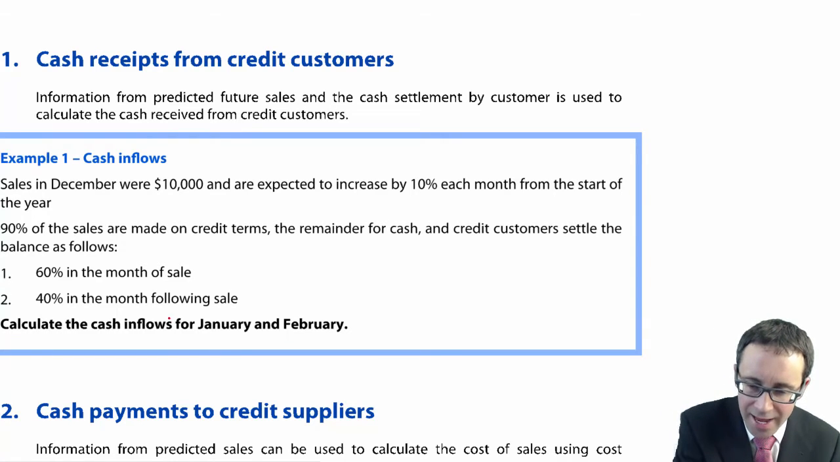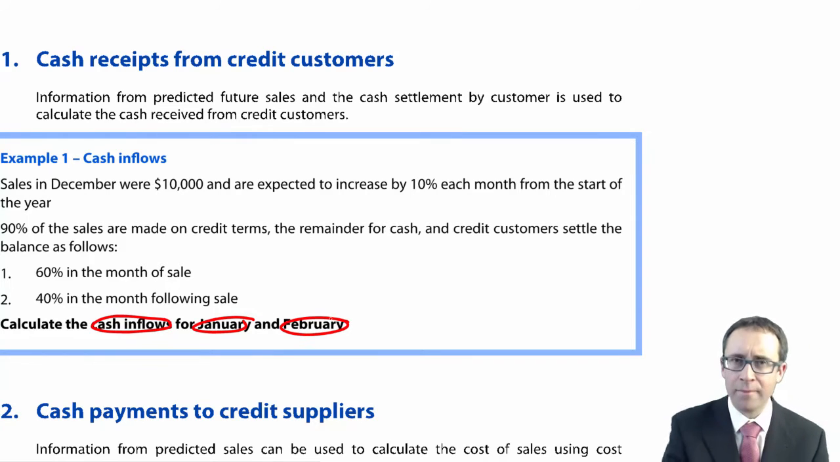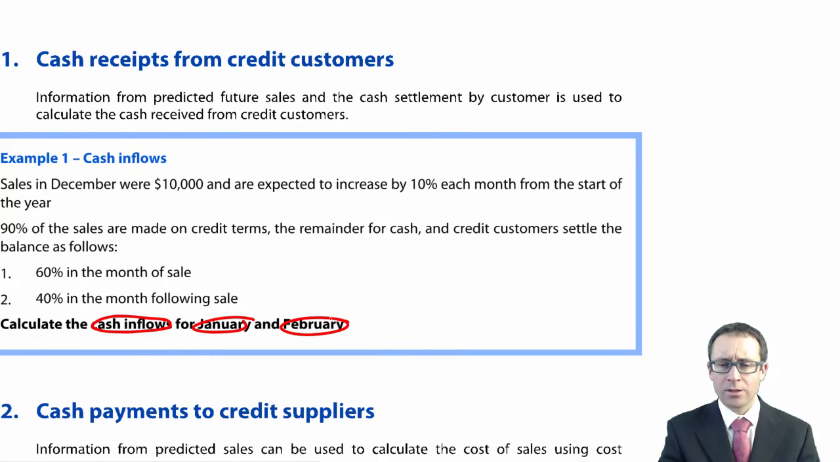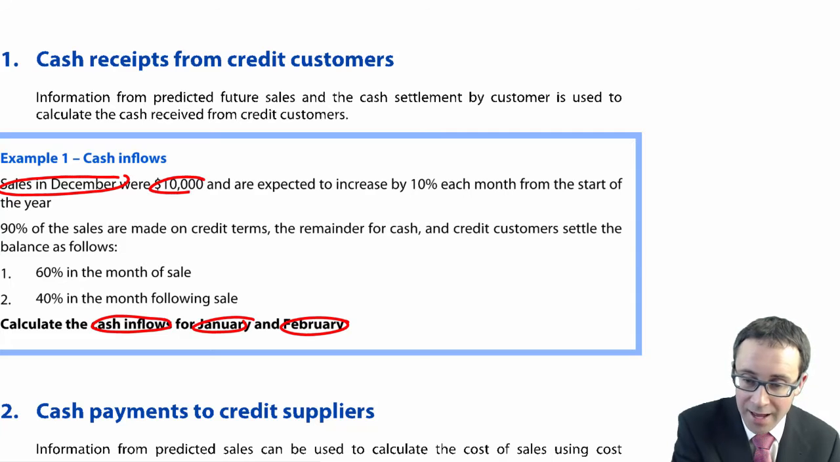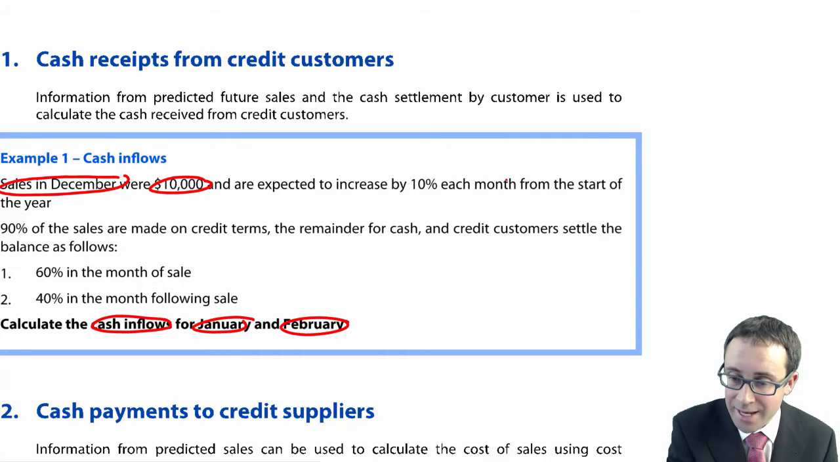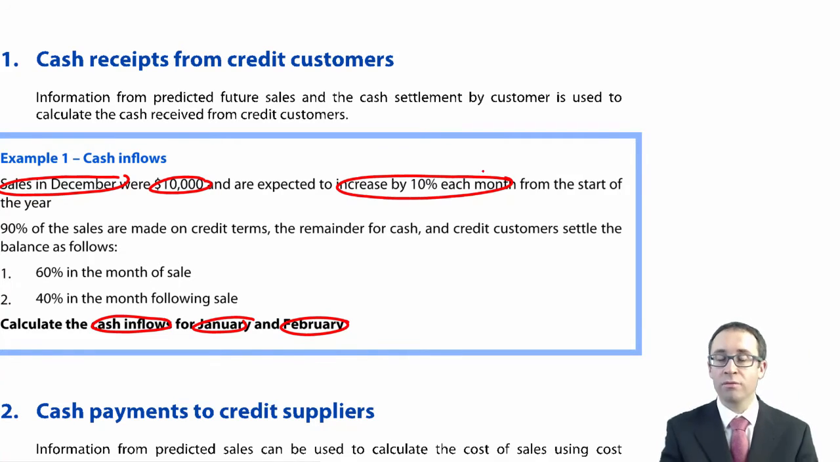It says there to calculate the cash inflows for January and February. Okay, so we're going to start off with our sales figures. Look at what's for cash, look at what's for credit. Once we've got the credit sales, we can then look at when the cash receipts arise. So we're told about our sales in December. They were 10,000, and they're going to increase by 10% each month from the start of the year. So they're going to increase by 10% for January and 10% for February.